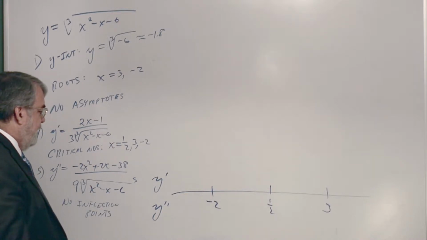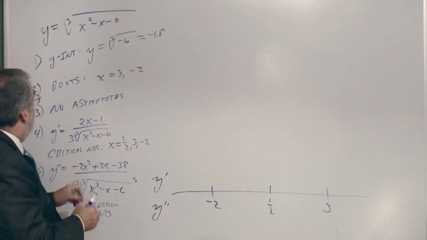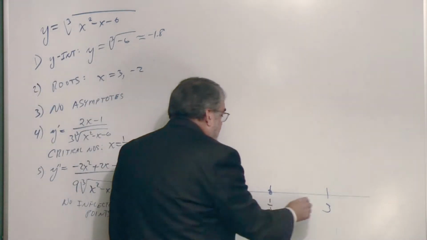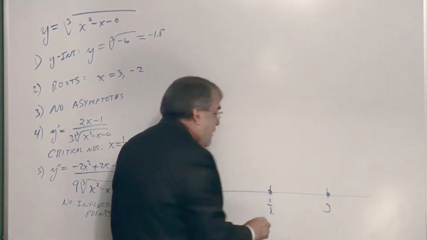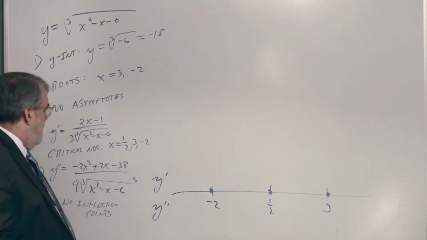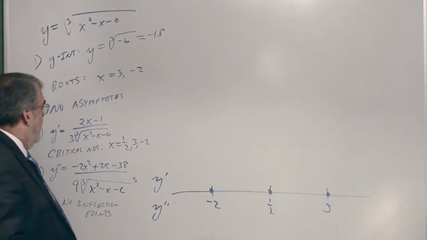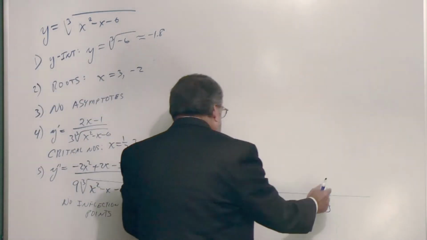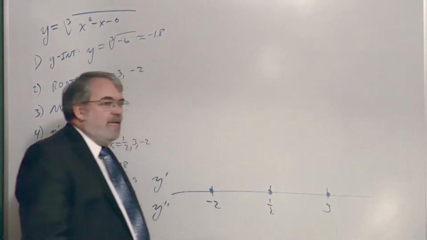All right, so look what I did here. We have critical numbers, and we have no official inflection point, although I think inflection might change at negative 2 and 3 because it's undefined there.